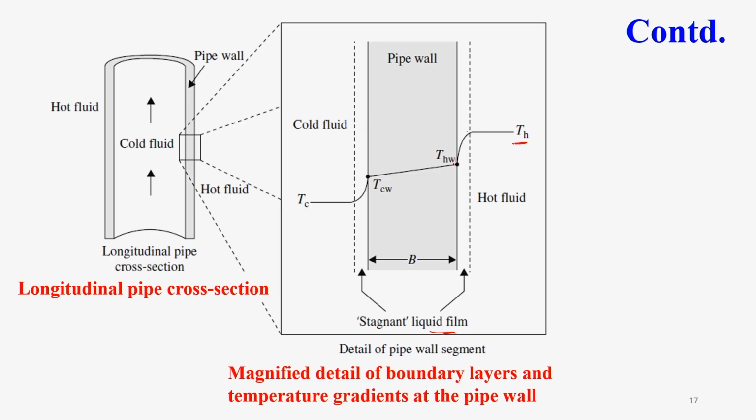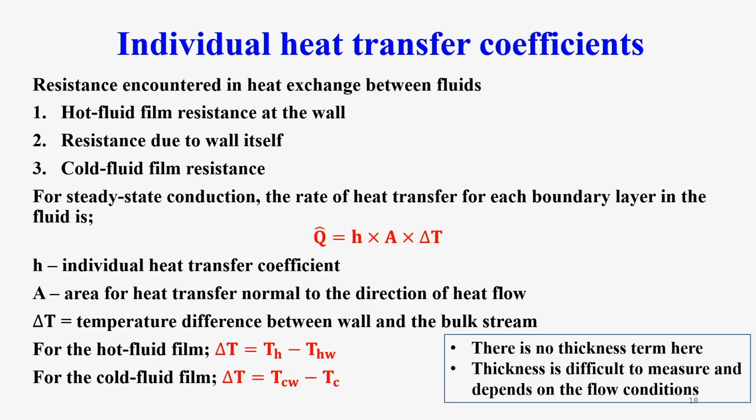You just see this is the hot TH and this is the stagnant liquid film. When it is crossing through it, it is reaching THW, and from THW to TCW the conduction is taking place through the metal wall thickness. Then again from TCW it is reaching TC. And from both sides you can see the liquid film, that is the boundary layer.